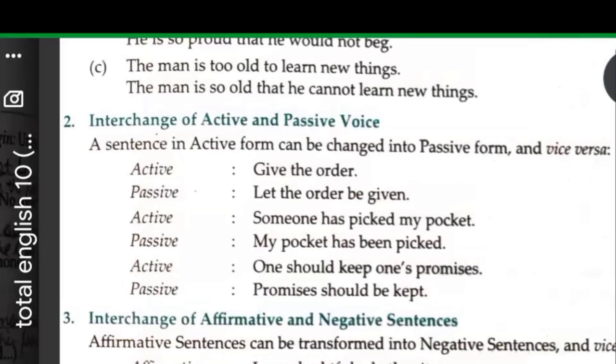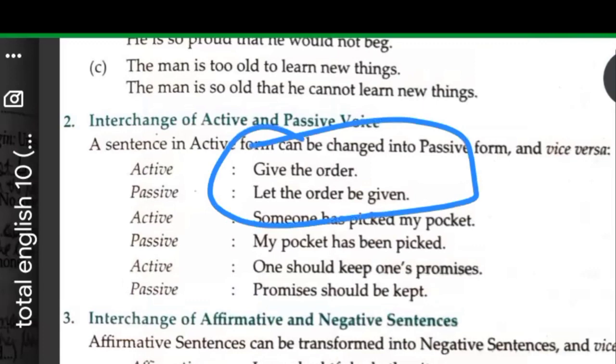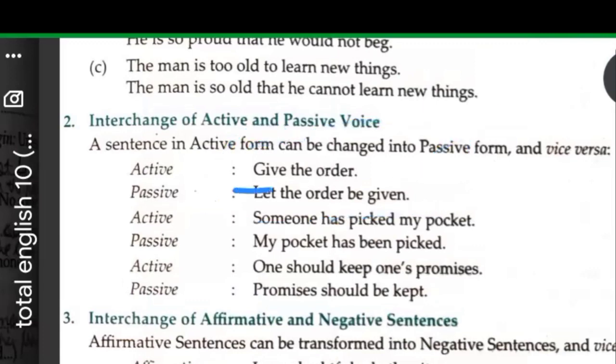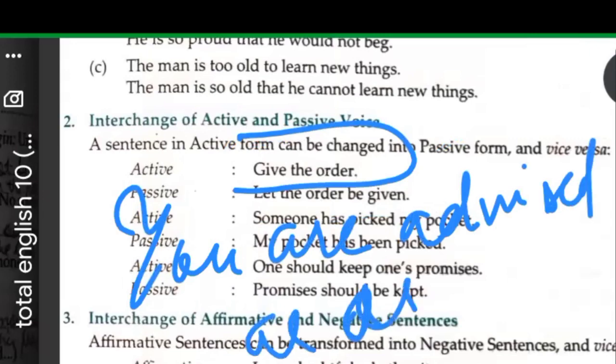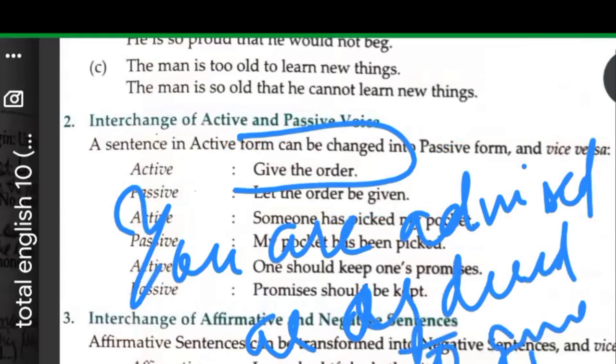Okay, so instead of piling it up, do it in a segregated way, so that you have enough and plenty of time to do it in an efficient manner. That's it. Now, coming to the point, give the order. Now I told you how it is to be changed, let the order be given, but in another way it can also be written. Give the order can be written in this way: you are advised or ordered, in whichever way you feel, ordered to give the order.